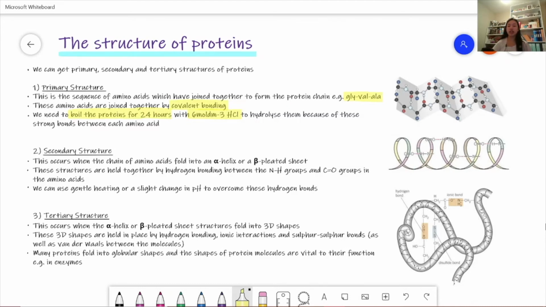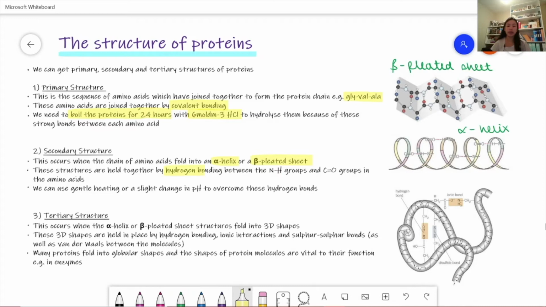And then the secondary structure occurs when the chain of amino acids, so the primary structure, folds into either an alpha helix or a beta pleated sheet. If we have a look at the diagrams on the right, here we have a beta sheet. So we have this beta pleated sheet. And here we have the alpha helix.